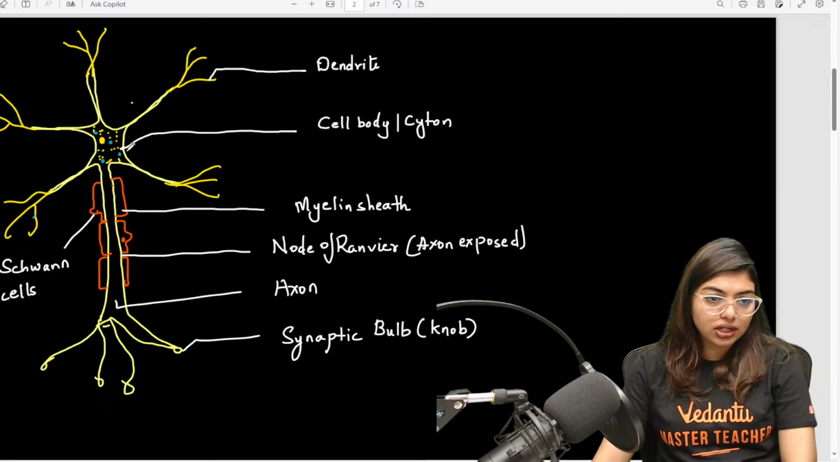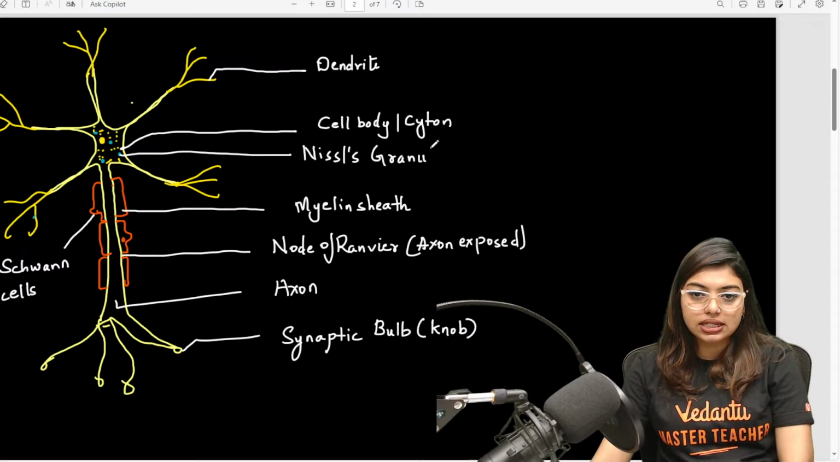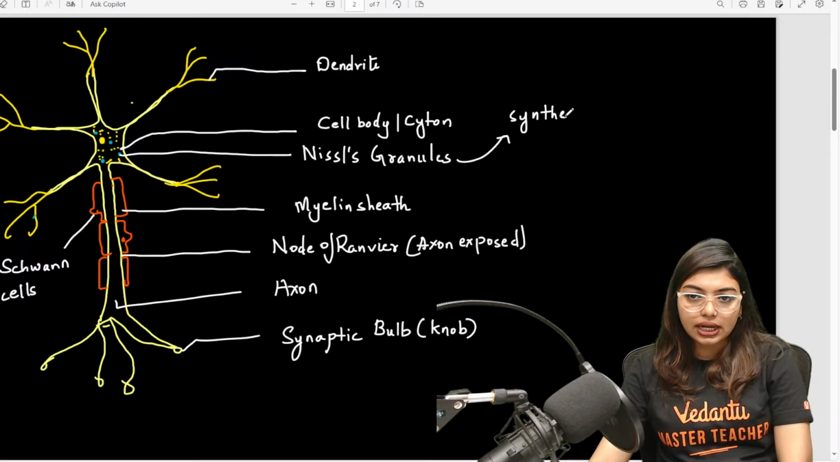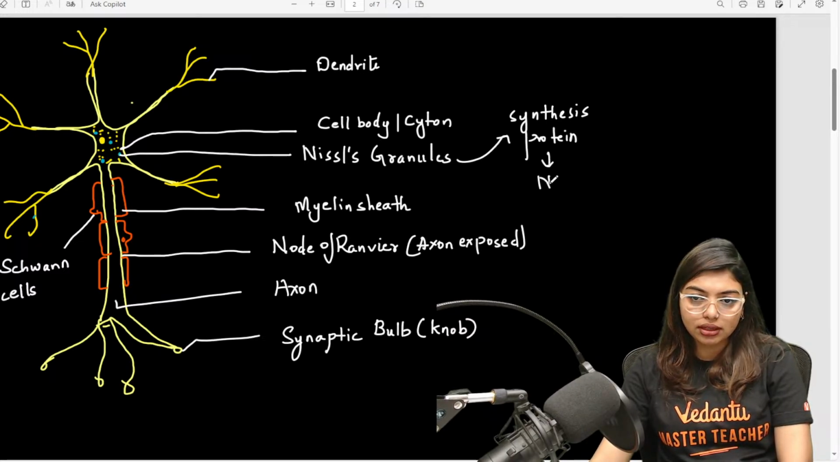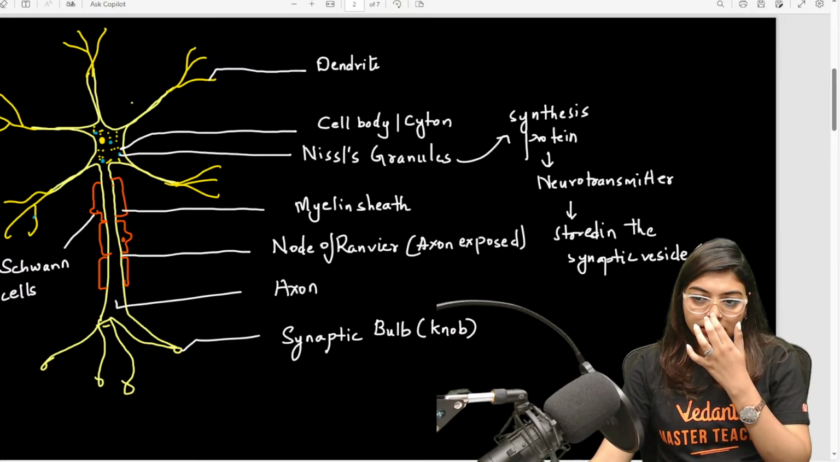Now let's go to this blue color structure. This blue color structure is nothing but Nissl's granules. What is it? Nissl's granules. And this Nissl's granule, students, is important because it can synthesize a protein, and that protein will be a neurotransmitter. And it will be stored in the synaptic vesicles. Got it, all of you?